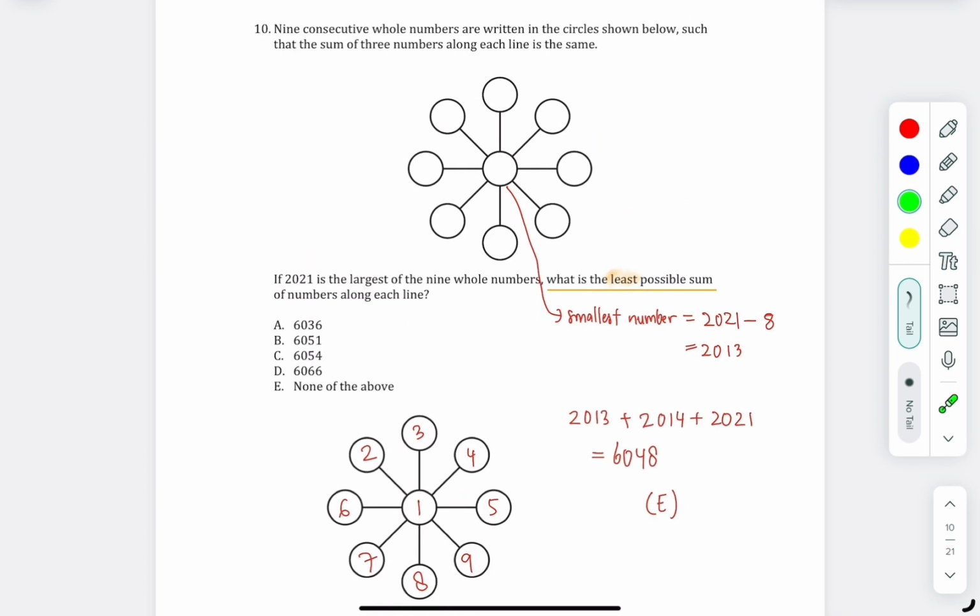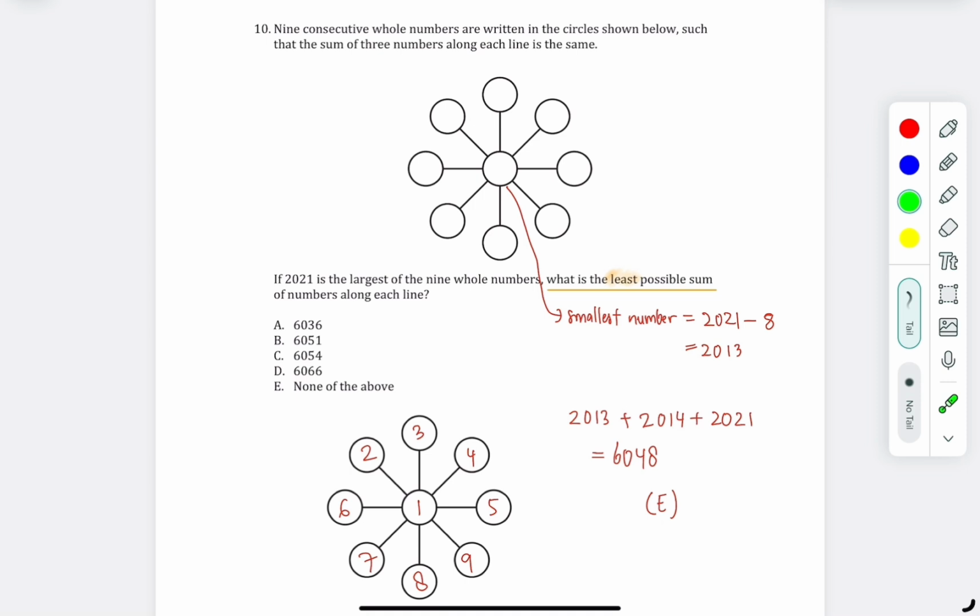Okay, question number 10. 9 consecutive whole numbers will be put into this figure such that the sum of the 3 numbers along each line is the same. So this is the same sum as this, the same sum as this, and this. The question says 21 is the largest of the whole numbers. What is the least possible sum of the numbers along the line? There are a few requirements here: the 9 numbers must be consecutive, and the largest number must be 21.